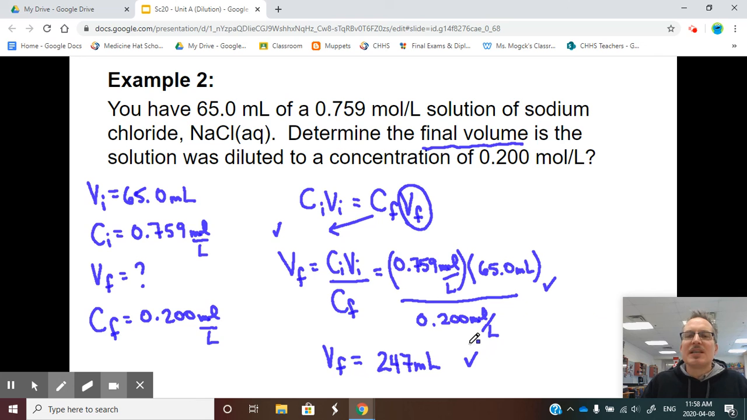What I want us to do is, does your number make sense? So if we take a look, the concentration went from 0.7 to 0.2. So the concentration went down. It got less concentrated. Well, the only way your orange juice gets less concentrated is if I add more water. So if concentration goes down, volume should go up. So let's check my volume. I started with 65 milliliters. I now have 247 milliliters. My number makes sense. The nice thing about this dilution formula is it should make sense. Your numbers should correlate with what you already know.